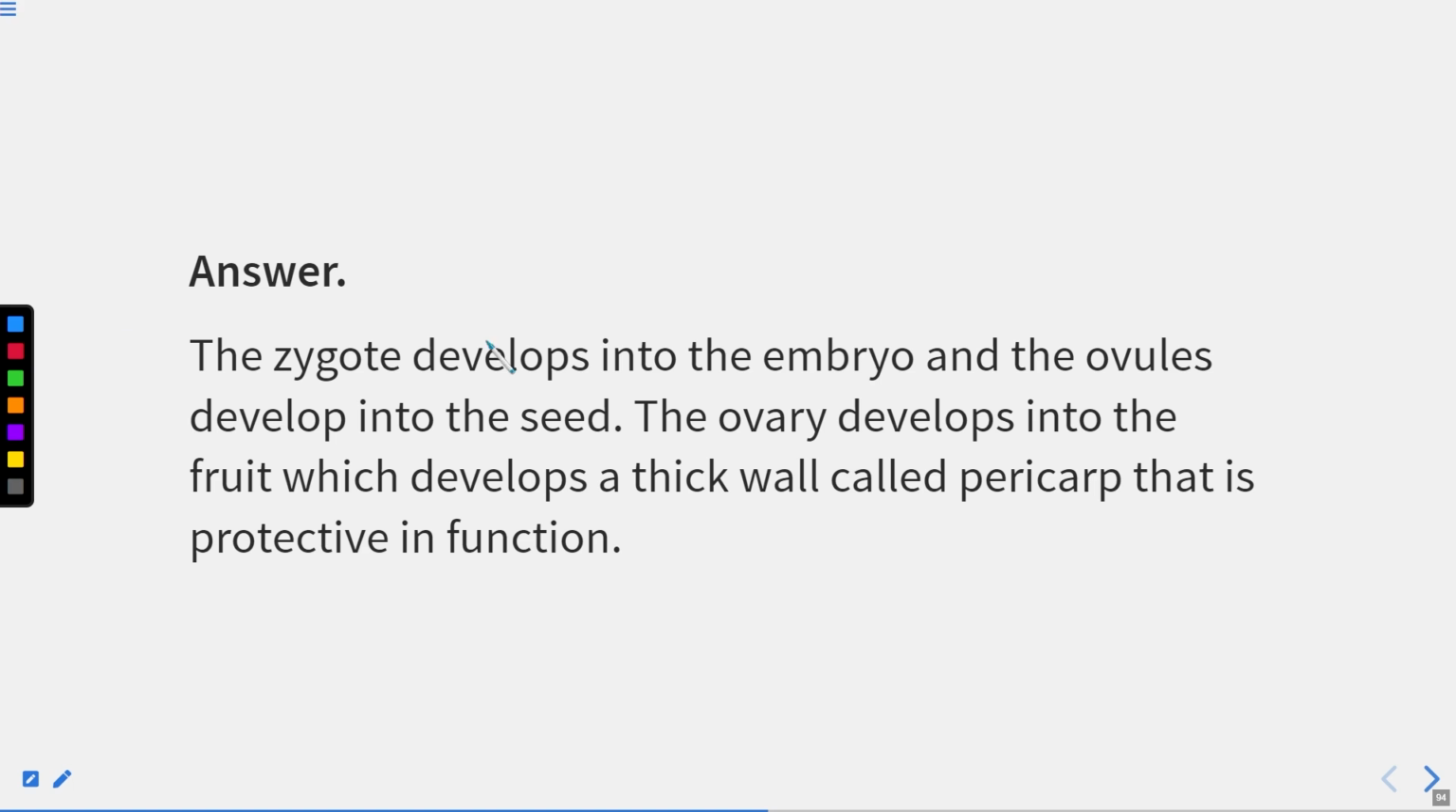Now, the zygote develops into the embryo, and the ovules develop into seed. The ovary develops into the fruit. This I've already told you, which develops a thick wall known as pericarp. Alright, that is protective in function. So pericarp is known as the fruit wall. Okay, so this is clear.